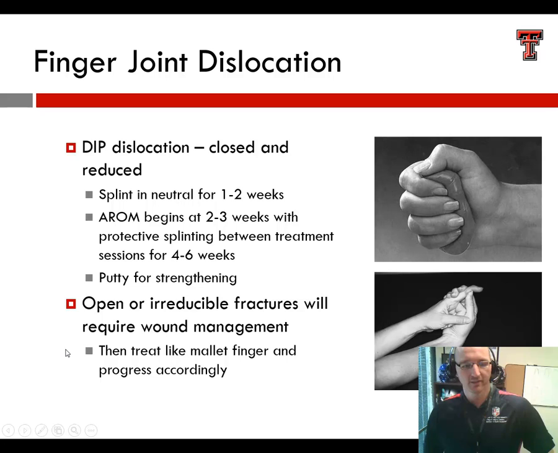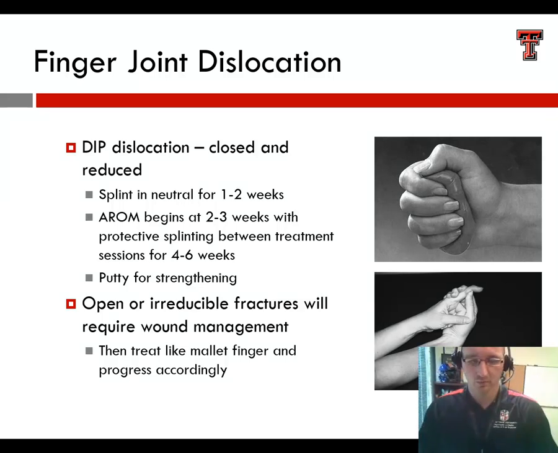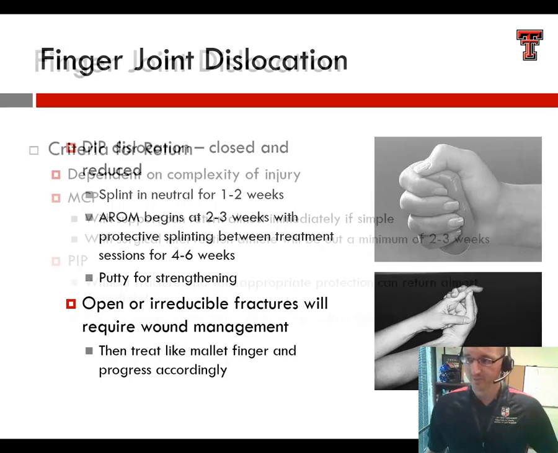We're going to treat open or irreducible fractures. They're going to require wound management. So like we said, in the fingers, soft tissue adhesions, scar tissue adhesions can definitely impact range of motion. So we're probably more aware of those than anywhere else in the body. So we actually have to treat the skin, not just the underlying pathology.